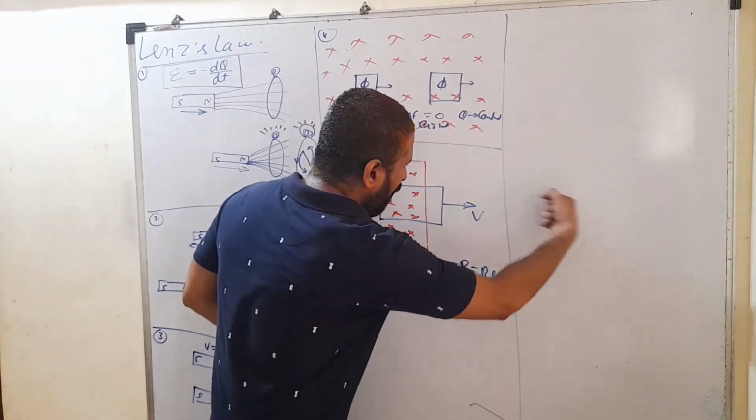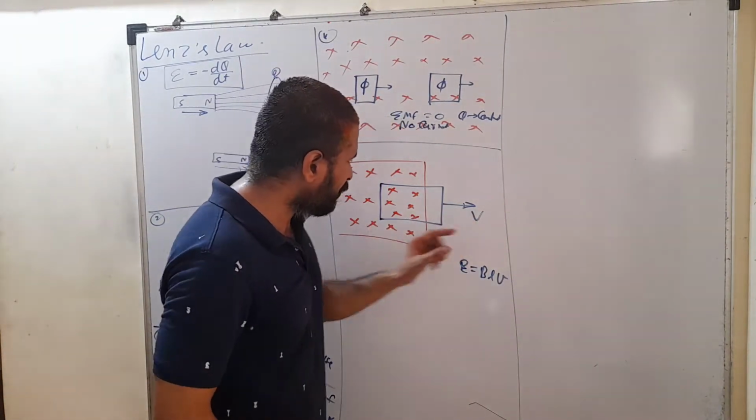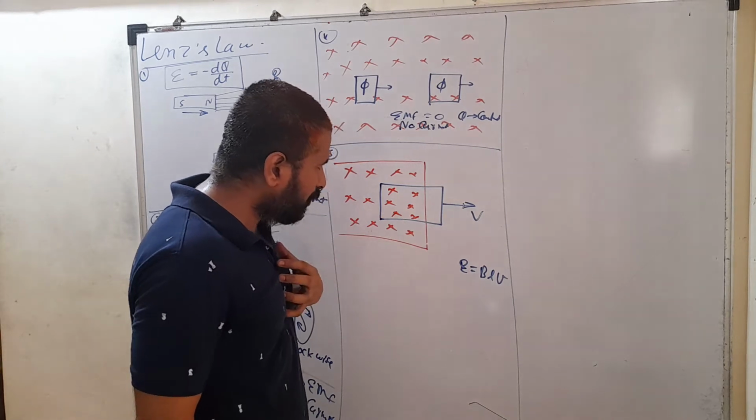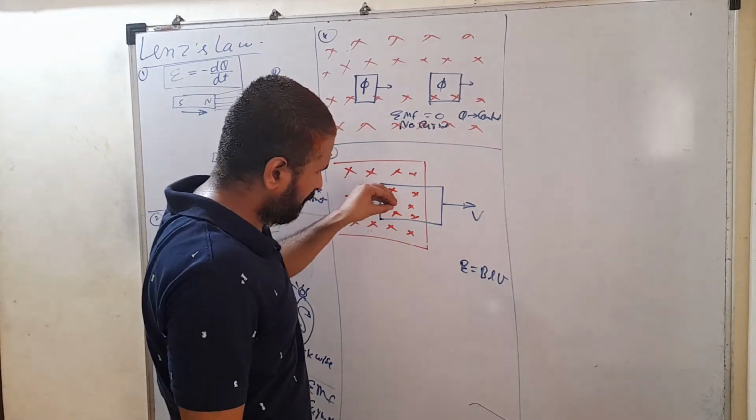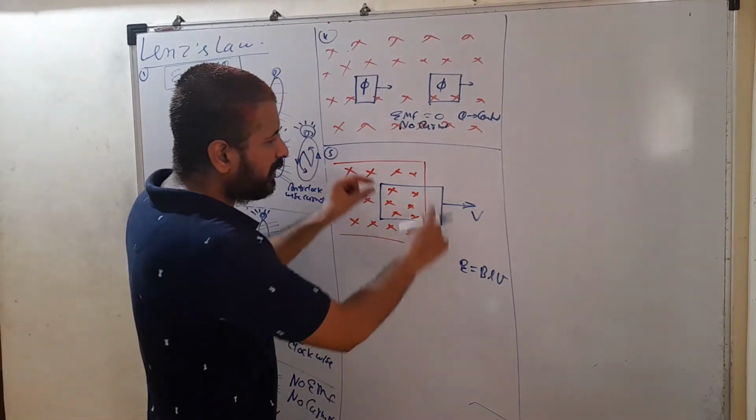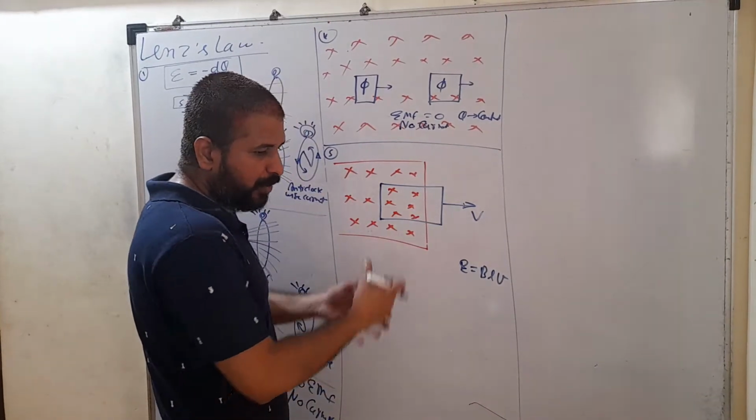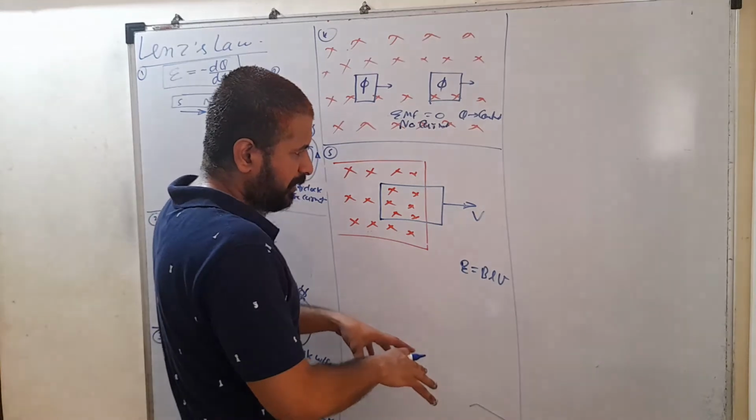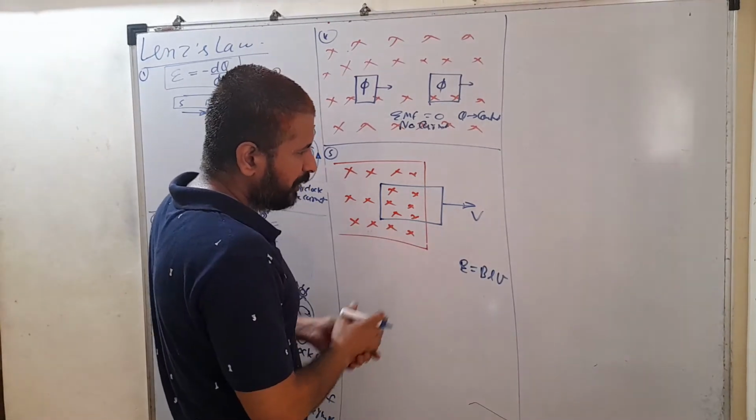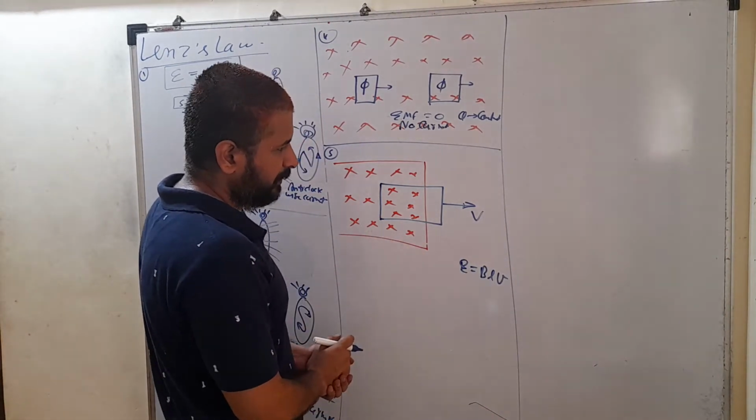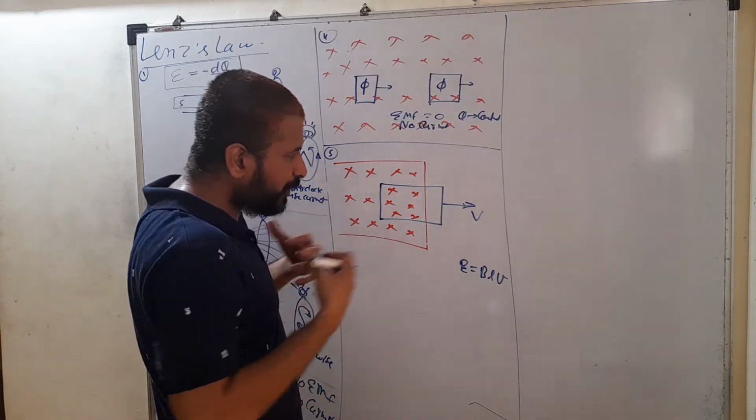When you are pulling this frame outside, in outward direction, what we are doing? We are trying to decrease the cross lines inside this loop. So the current which is induced is going to increase the cross lines. Because we are trying to decrease the flux, the current which is induced increases the flux. Clear?